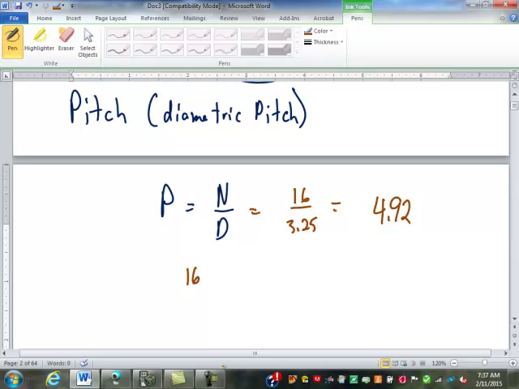These are the two basic formulas for dealing with spur gears. If you guys have your packets from yesterday, if you'll pull those out for me quick. I'll pause this, give you a second to dig them out.